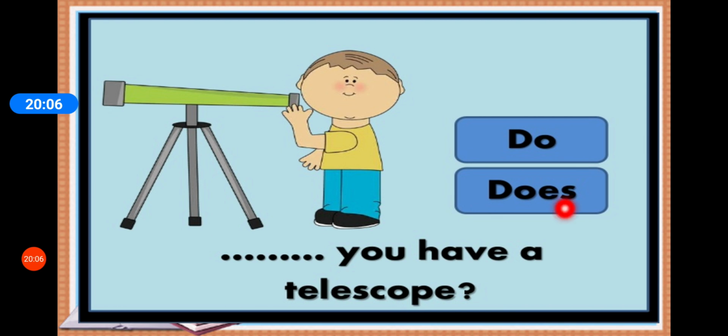Next one. Dash you have a telescope? Do or does? Again. I, we, you, they, and plural nouns. Do is used. So do will come. Do you have a telescope?